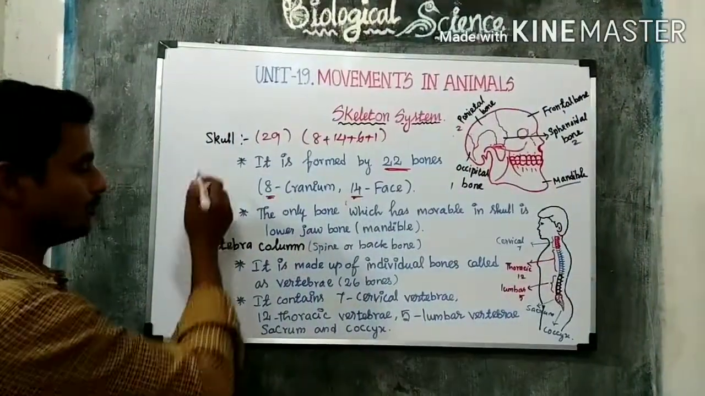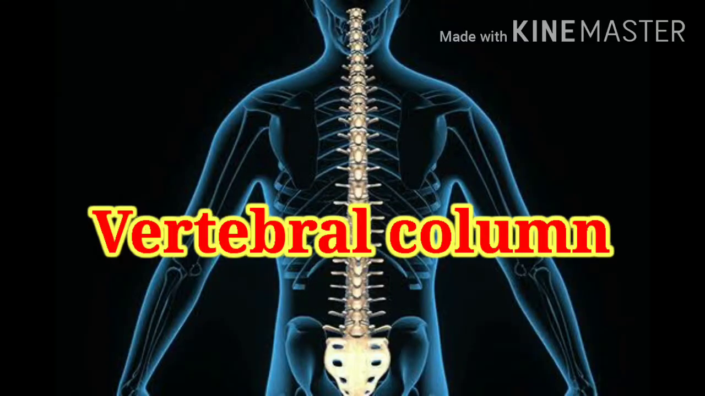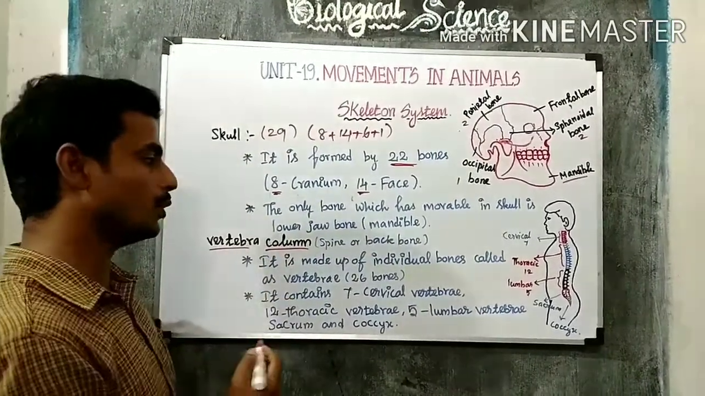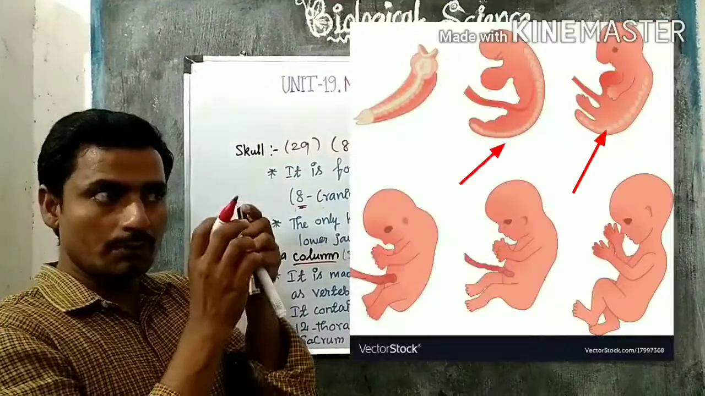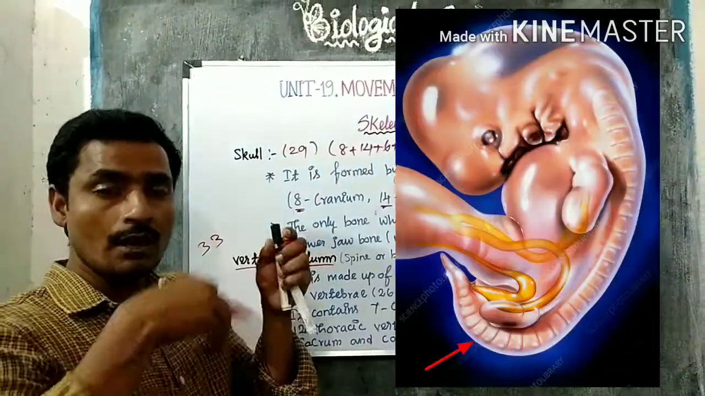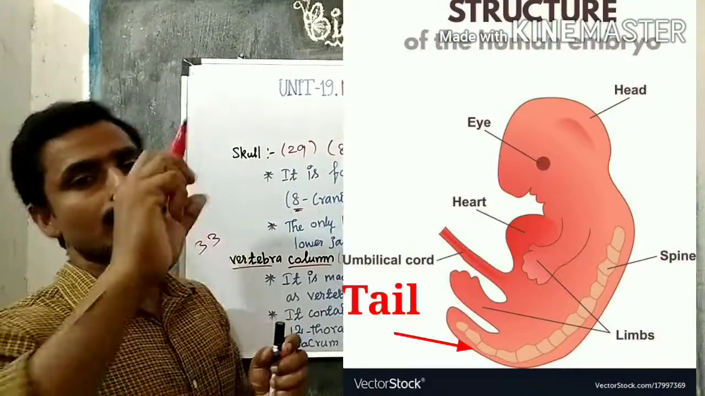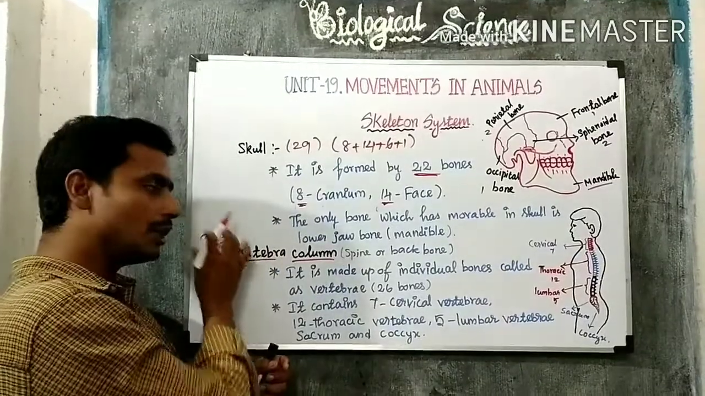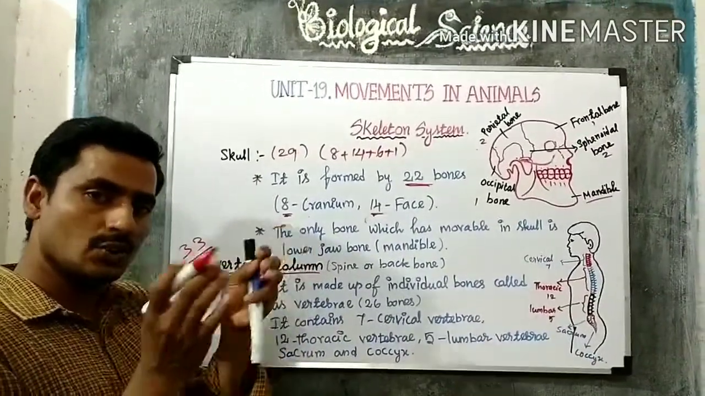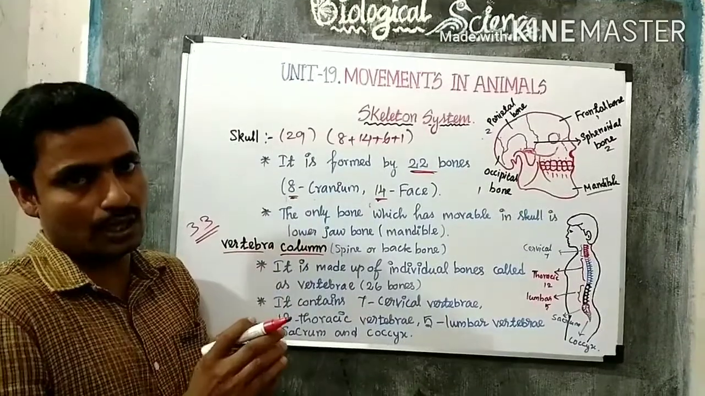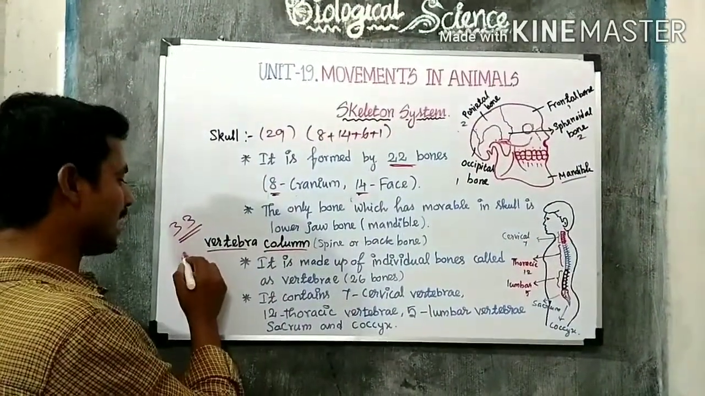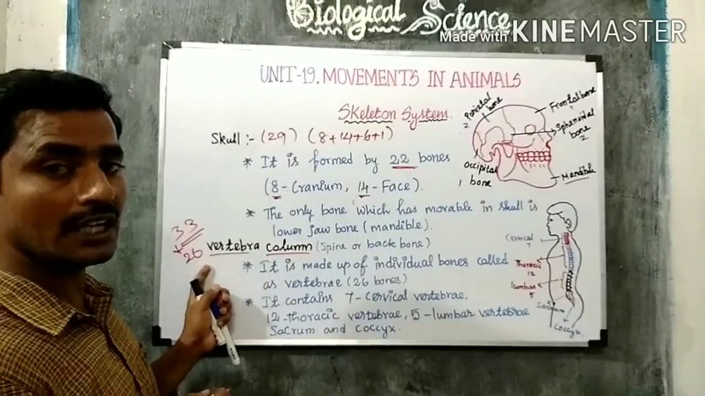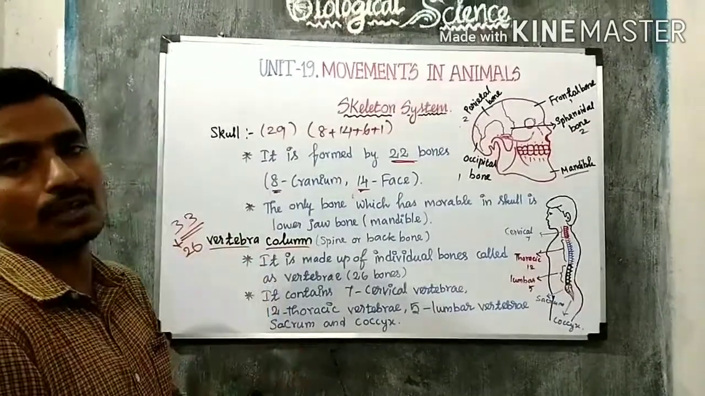Then, coming to the vertebral column. Initially, I told you we have 33 bones. As an infant in our mother's uterus, we have the tail region. So when we are born, we have 33 bones. It is reduced by the fusion of some bones to 26 bones.